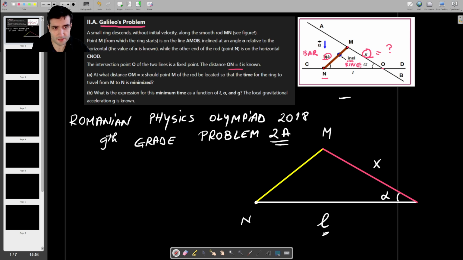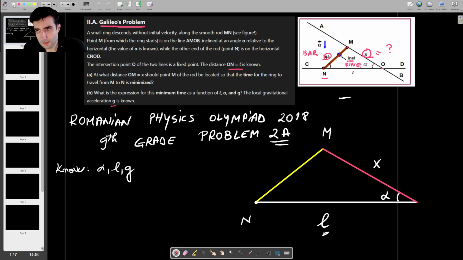So the things that we know are alpha, l, and g, right? This is also mentioned in part B, that local gravitational acceleration g is considered to be known or given. Okay, and the ring is released from M and it's sliding down the bar all the way to N. The first thing that we should try to find is the acceleration of the ring, because the acceleration together with the length of the bar is going to give us the time.